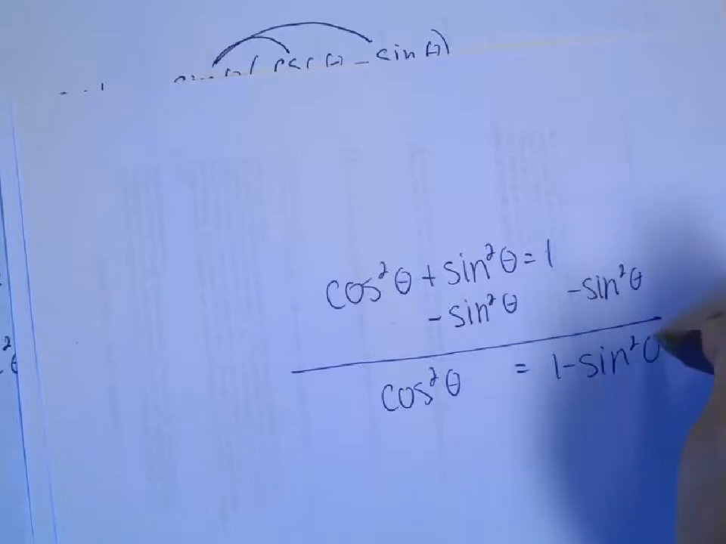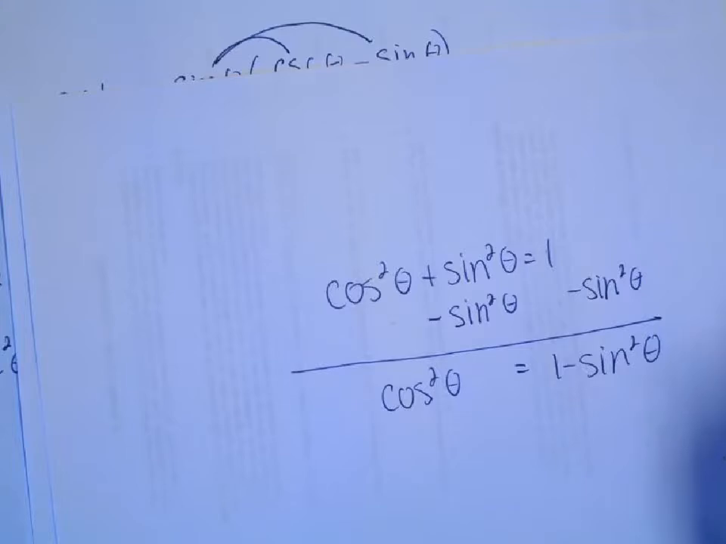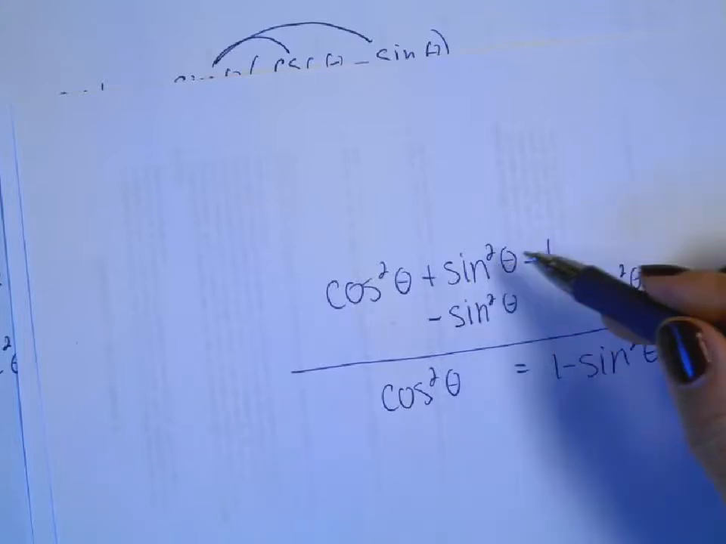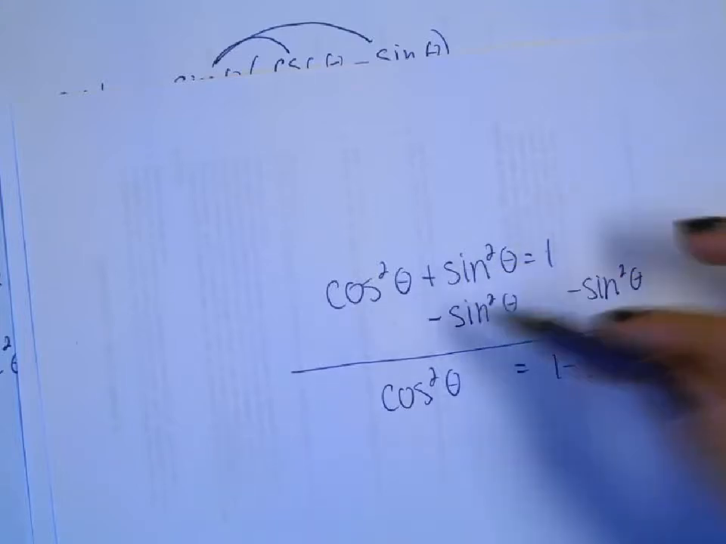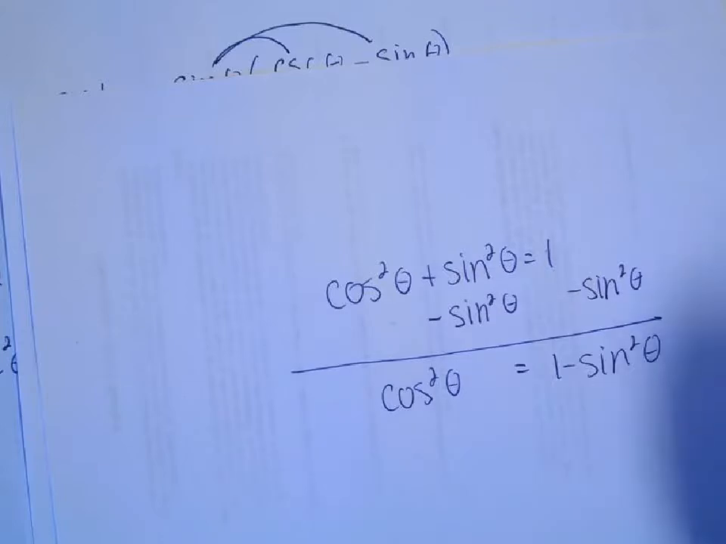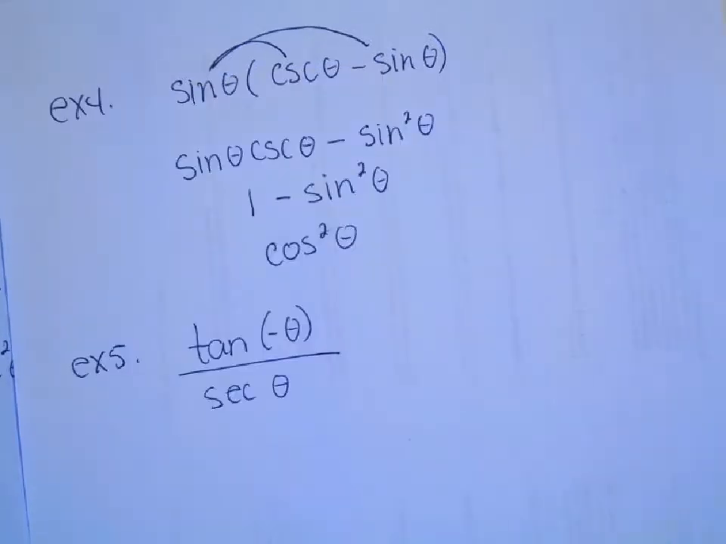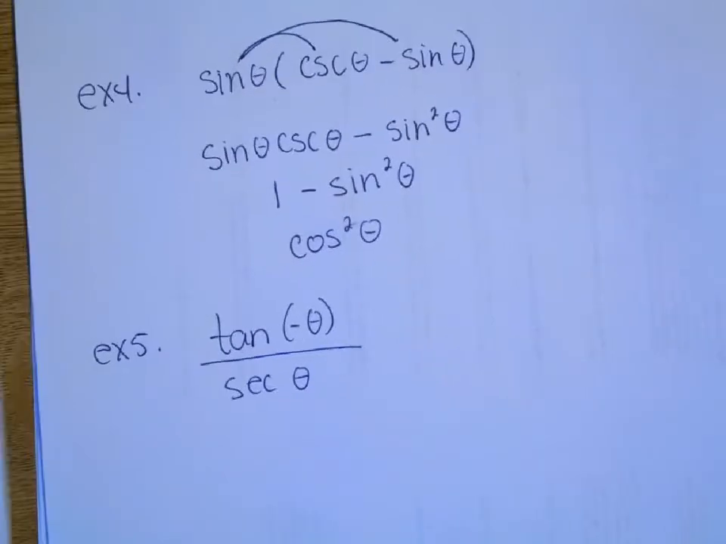So if it would have been 1 plus sine squared? Then I would not have been able to use this. I could never get this to say 1 plus sine squared no matter how hard I try. You'd have to leave it as that. You couldn't do anything with it. It would stay 1 plus sine squared. Okay. So they don't always fit, but most times they do.